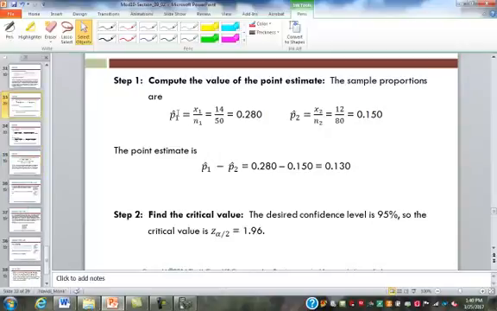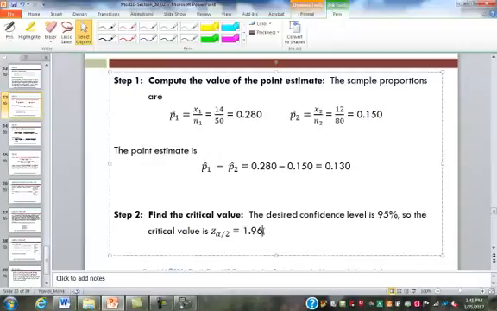So our p hat for sample 1 is 14 out of 50, or 0.28. P hat for sample 2 is 12 out of 80, or 0.15. So our point estimate of the difference, we subtract 0.280 minus 0.150, we get 0.130. Our critical value, since it was a 95% confidence interval, as we found earlier, is 1.96.